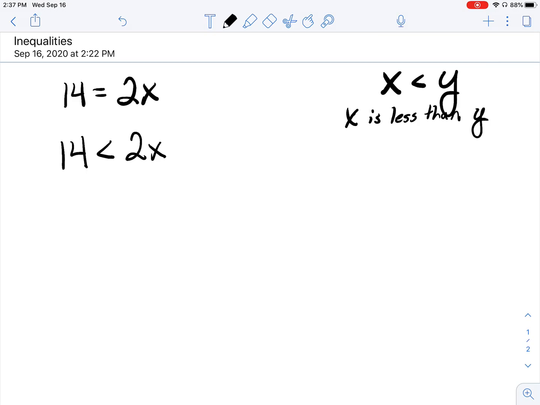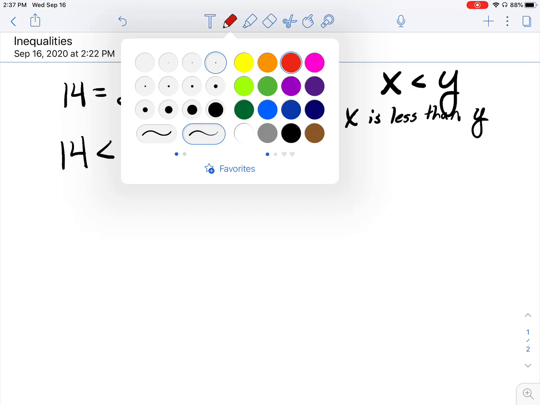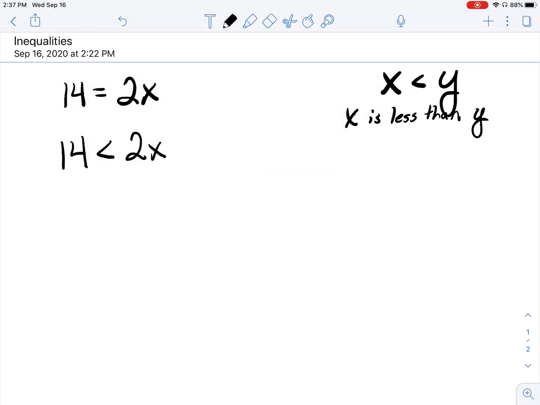On this, you'll note that the small end of the caret, as this little angled symbol is called, points toward the smaller quantity, while the large end points toward the larger quantity. So in this case, x is smaller than y, and we say x is less than y. You could also say the opposite, that y is greater than x. You could even say that backwards, but the large end is always pointing toward the larger quantity. So if I flip that around, I can say x is greater than y.